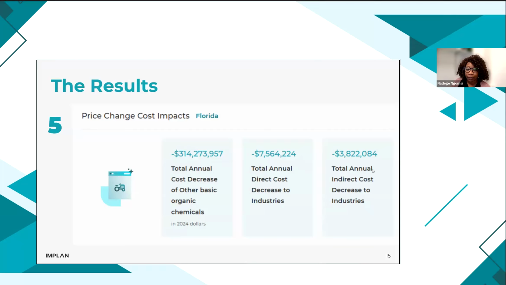And the $3.9 million that you see here, this is the ripple effect in the annual saving to the supply chain due to the lower chemical prices that trickle down. So Alex was able to prove to the CFO that the $100 million investment will actually decrease the cost of production for other chemicals.